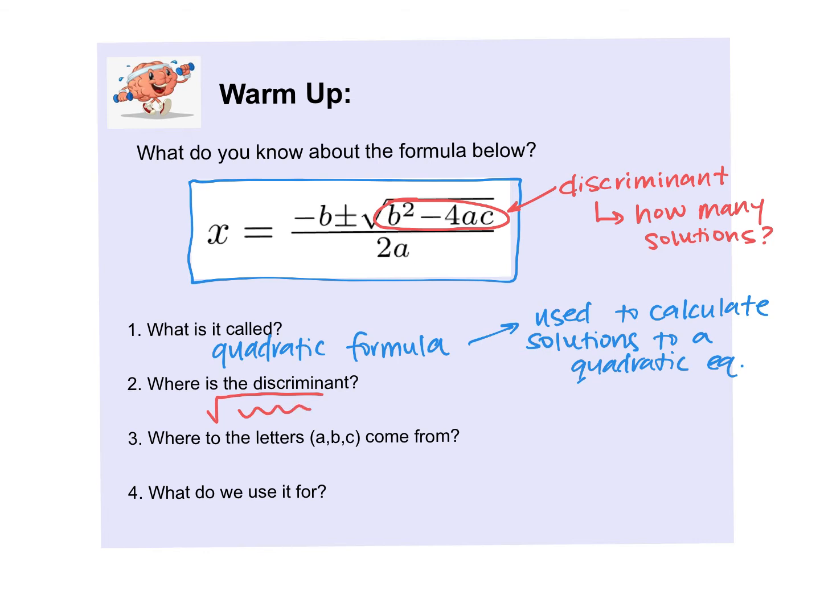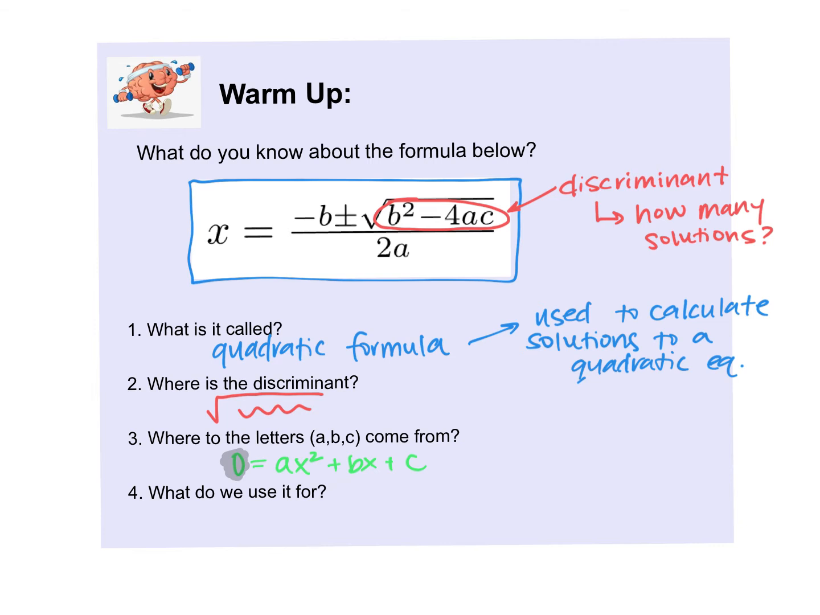The letters within the discriminant and the greater quadratic formula, a, b, and c, come from the quadratic equation itself. We have to make sure that the quadratic is set equal to 0, and then the letters a, b, and c are the coefficients on the terms in the quadratic. A is the coefficient on the x squared term, b is the coefficient on x, and c is the constant. Again, it has to be set equal to 0 in order for us to be able to identify those letters a, b, and c. Then, once we identify them, we can plug them into the quadratic formula.